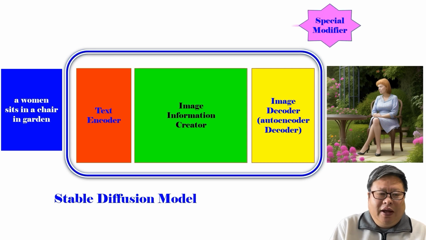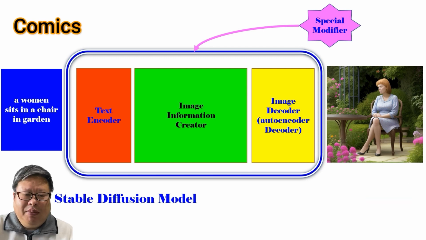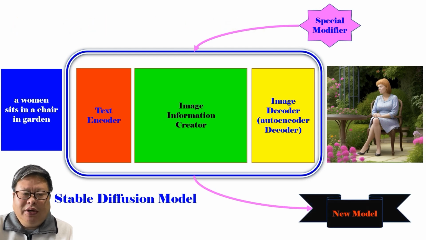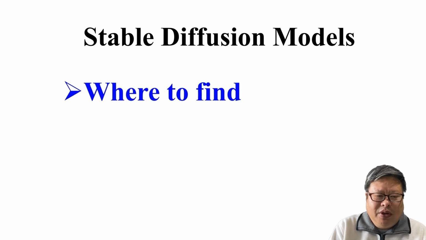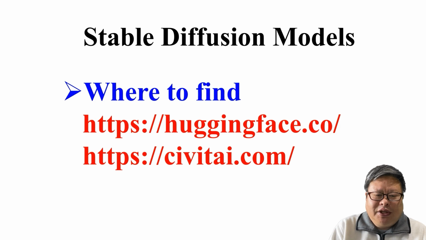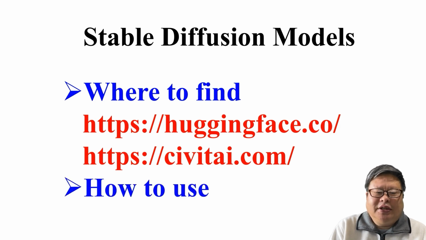We can even add some special modifiers, such as enhancing some parts of the topic, such as for comics, characters, fantasy, etc., to generate a new model. Today, I will tell you where we can find the models, how to download them, and how to use them in Stable Diffusion. Let's get started.